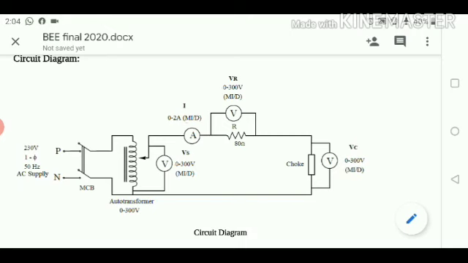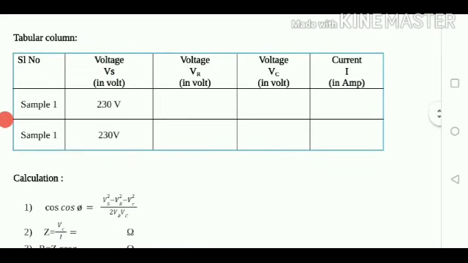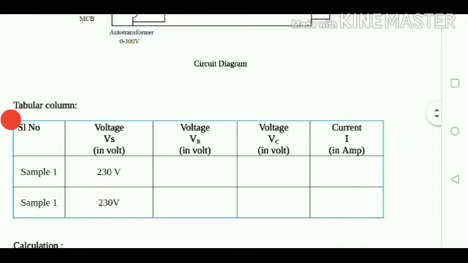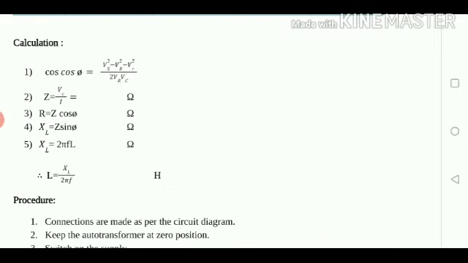After connection we will be taking the readings. This is the tabular column where we will take the readings. There are two samples of this particular choke coil. We will take readings for sample 1 and sample 2. Here both are written sample 1, but the second one will be sample 2. For both we will maintain the supply at 230 volt and we will take the readings of the voltage across the resistance, the voltage across the choke and the current also. Then we will calculate according to this formula so that we can get the result of L and R, meaning the resistance and inductance of the choke coil.